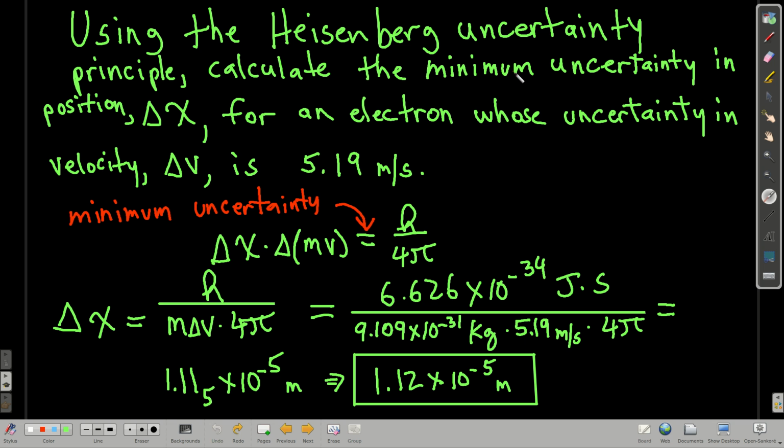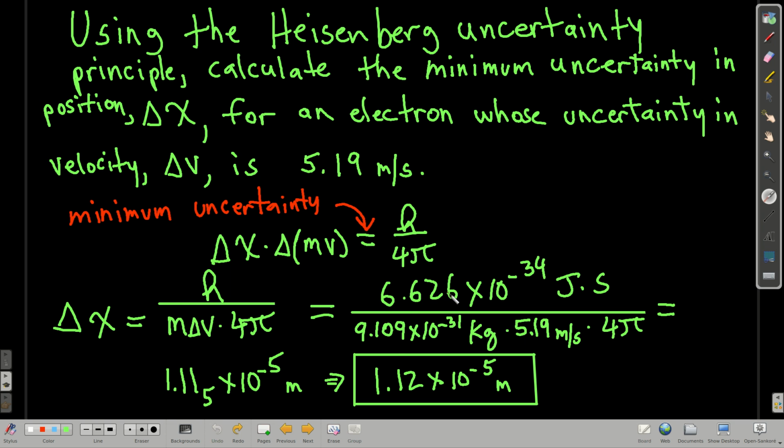So here's a little example. We're going to use the Heisenberg uncertainty principle to calculate the minimum uncertainty in position, delta x, for an electron whose uncertainty in velocity is 5.19 meters per second. So we're going to use Heisenberg's uncertainty principle, making this an equal sign. That will give us the minimum uncertainty, the bottom limit. Rearranging this, solving for delta x, we get h over m times delta v times 4 pi. I move the m outside of the delta because we know the mass of an electron to many sig figs.